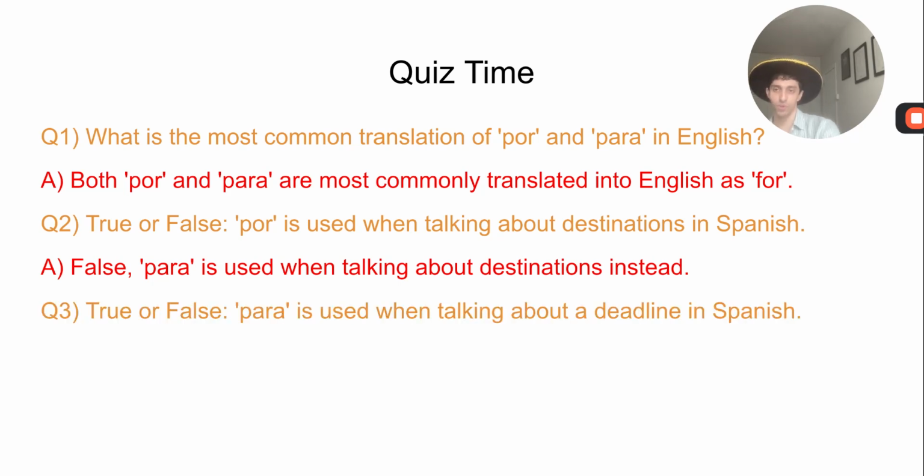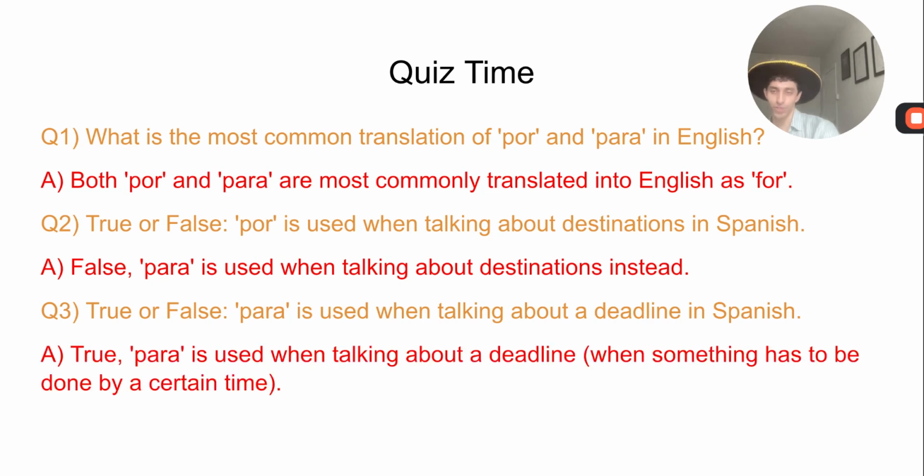Number three, true or false again, para is used when talking about a deadline in Spanish. Quite a specific scenario. What preposition would you use to talk about a deadline? Okay, let me show you the answer for this one as well. This is true on this occasion. So para is used when talking about a deadline, when you're expressing a time by which something has to be done. You'd use the preposition para rather than por.